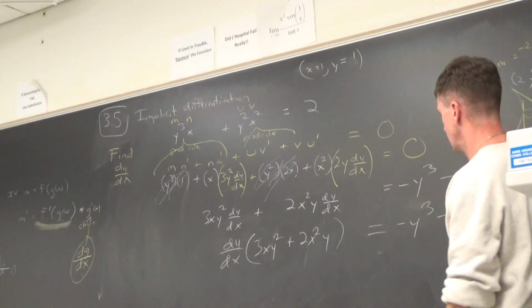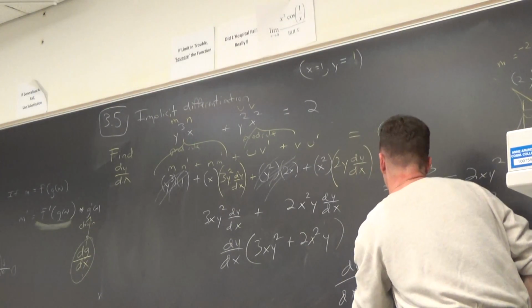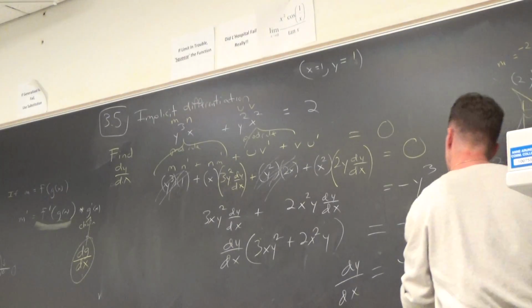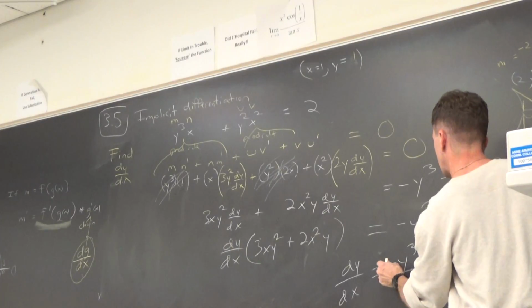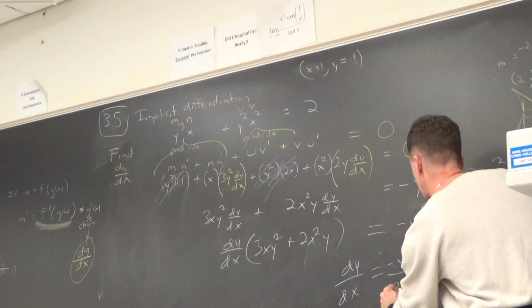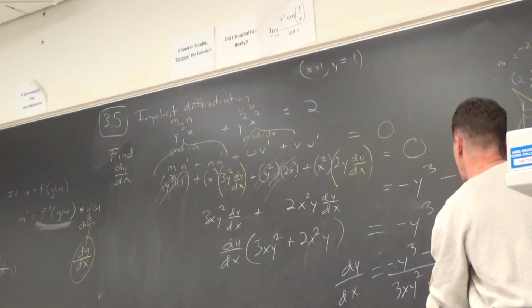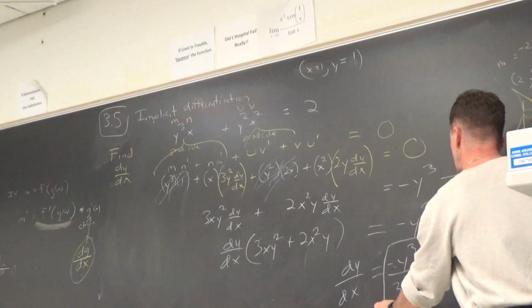You're going to love these answers. What's the slope then? There it comes. Negative y cubed minus 2xy squared all over 3xy squared plus 2x squared y. Don't miss my minus here. Now, this is my answer. I want you to stare at it and let me know if you think you can do anything more.